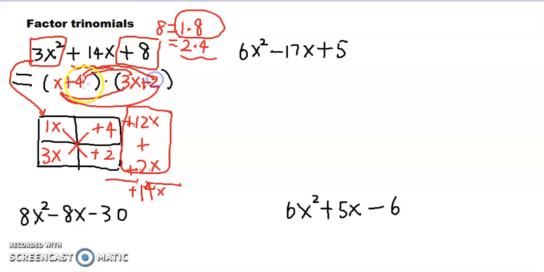And then when you multiply the last and the last, 4 and the 2, you get 8. So that tells us, okay, this is the correct factoring. But you don't have to show the process of checking your answer. And the final answer would just be x plus 4 times 3x plus 2.